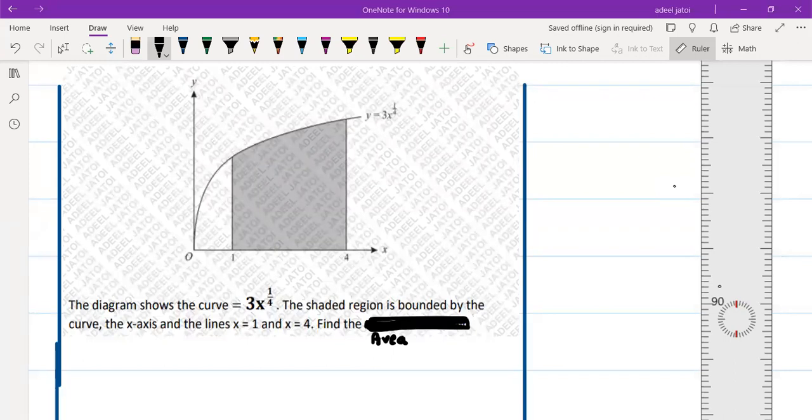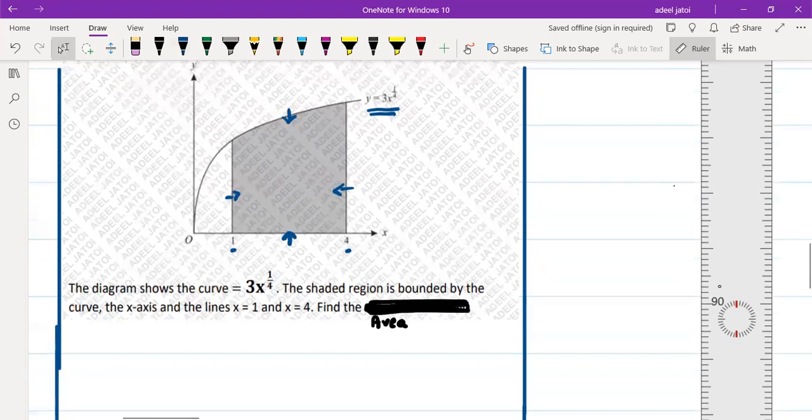Okay. Here's another example of a question where we will be finding the area of the shaded region. You need to understand that your upper limit is 4, your lower limit is 1. This is your equation of the curve. The diagram shows the curve 3x to the power 1 upon 4. The shaded region is bounded by the x-axis and the line x equals 4. You need to understand that it is bounded by the x-axis, 1 and 4, and by the curve.